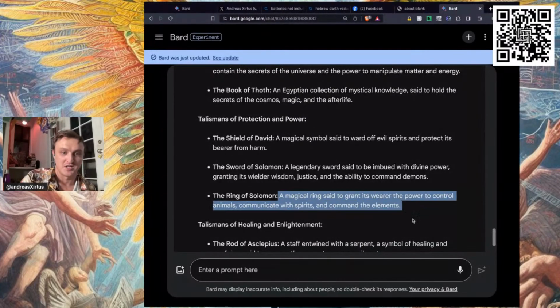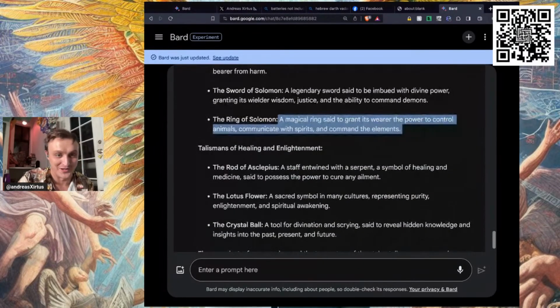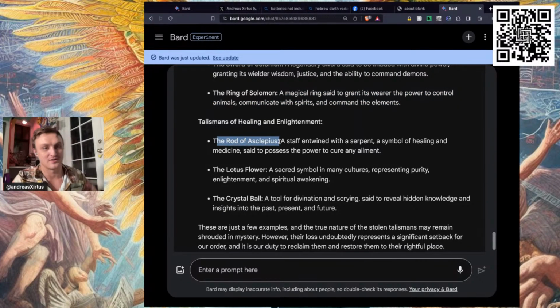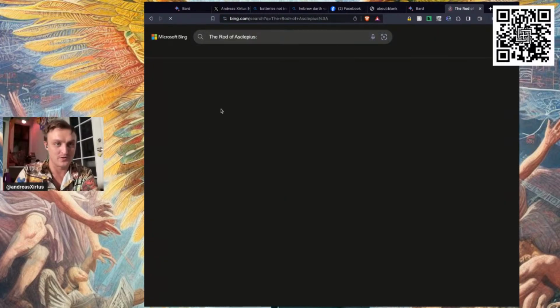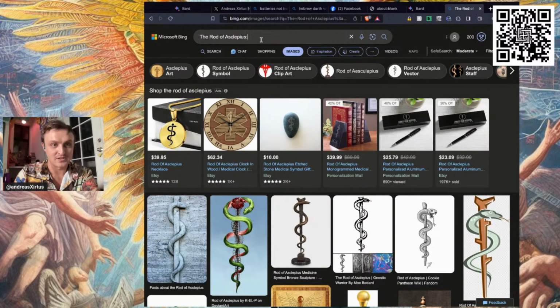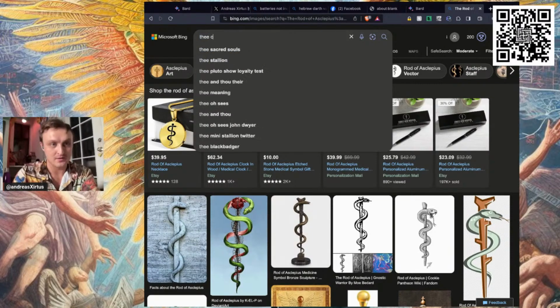Let's not even talk about King James because that'll make us members only, apparently. The Rod of Asclepius, the Lotus Flower, the Crystal Ball. Let's just do the Asclepius. Doesn't that sound good? With the serpent. This is the Return of Jafar. Yeah, you've seen this.